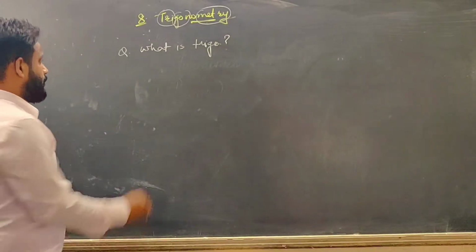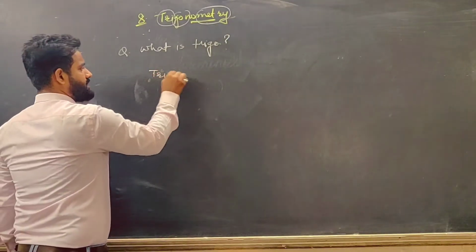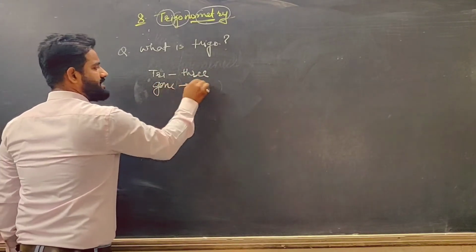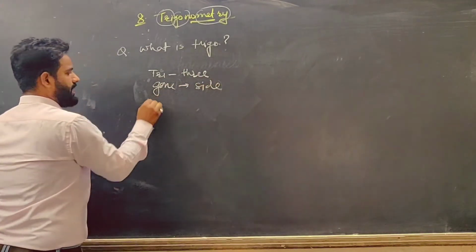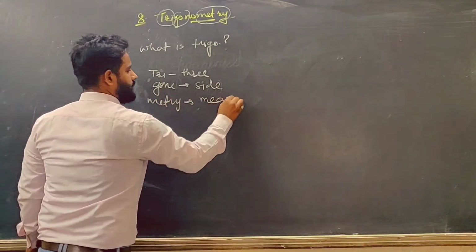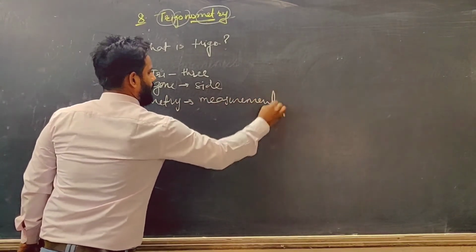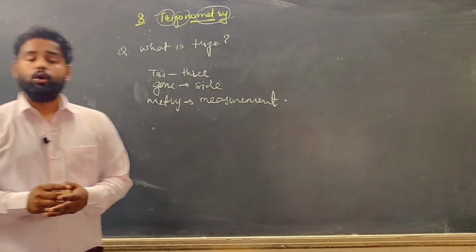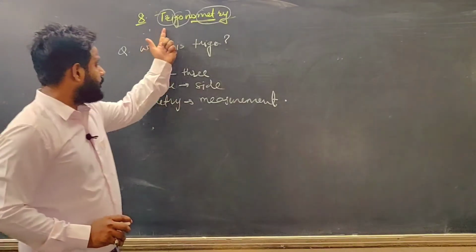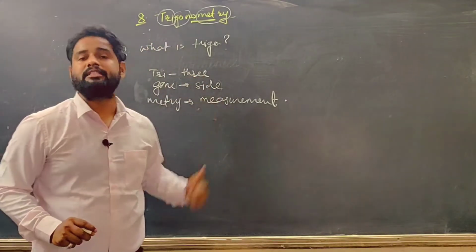Trigonometry. Tri means three, gon means side, and metry. What is the meaning of metry? Measurement. So if you put all the words together, the meaning of trigonometry is three-side measurement.